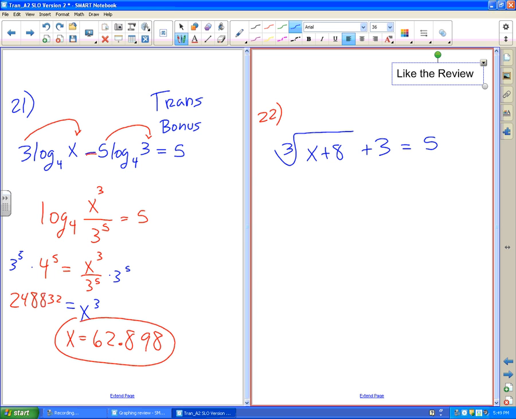We have to solve for the radical. So first get rid of this 3. Then raise both sides to the third power. 8 to the third. Minus 8.